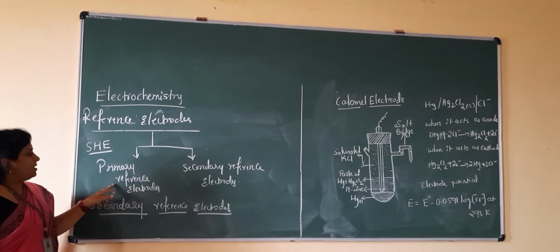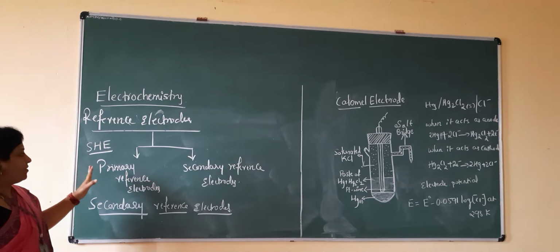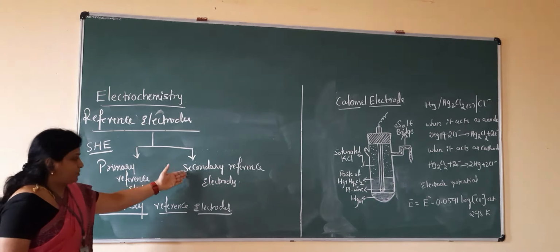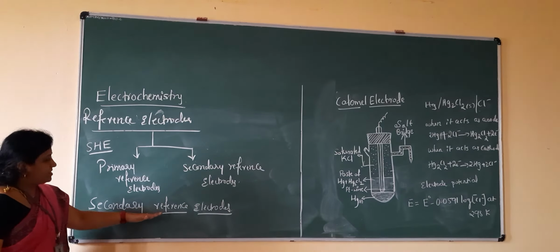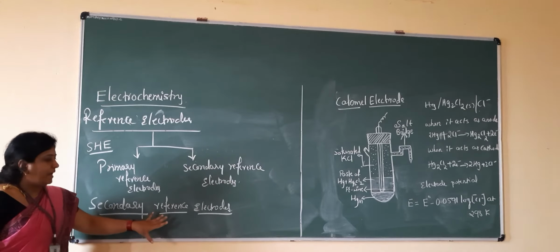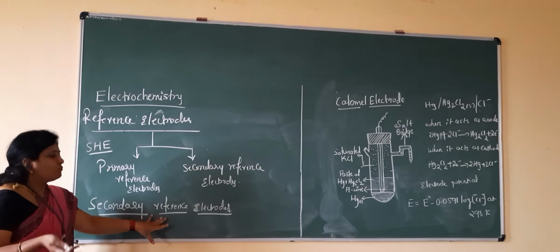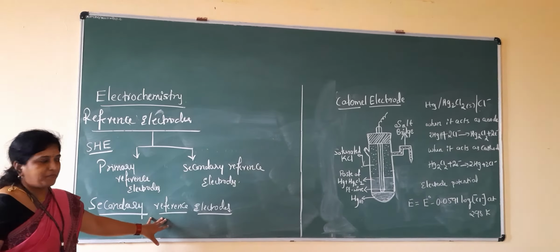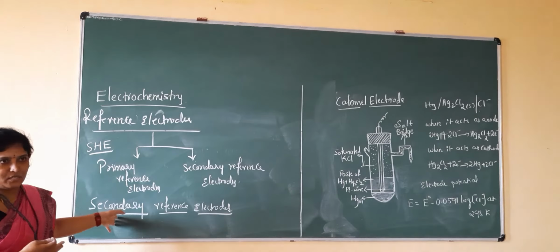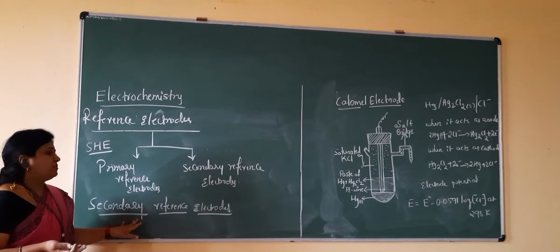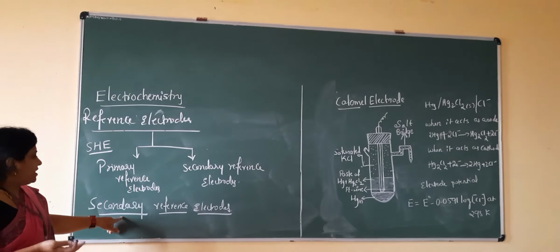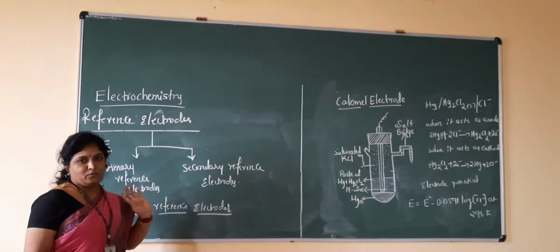So instead of primary reference electrodes, we go for secondary reference electrodes. Secondary reference electrodes are the electrodes whose electrode potential values remain constant and are used to find out the electrode potential values of other electrodes. We go for secondary reference electrodes because they are easy to construct and the potential value is reproducible. That's why we prefer secondary reference electrodes.